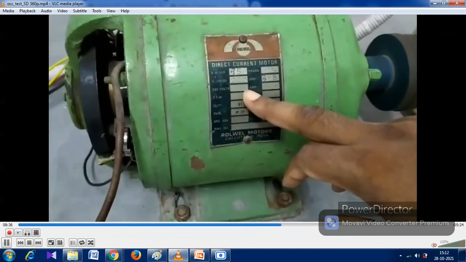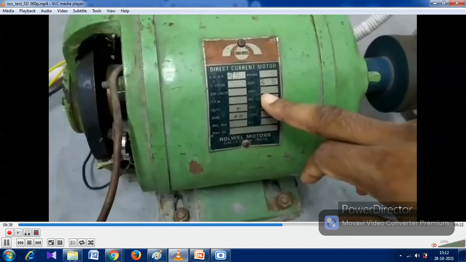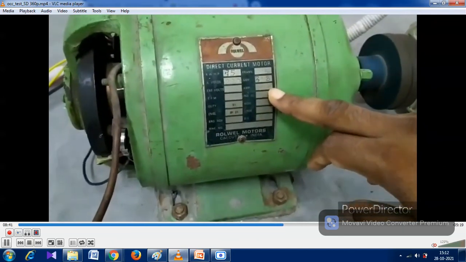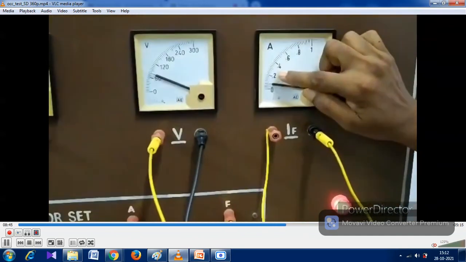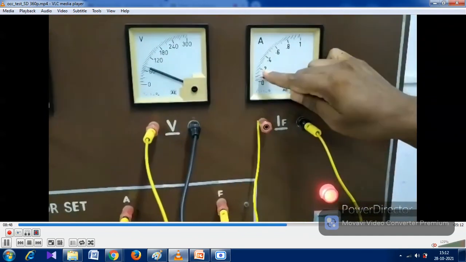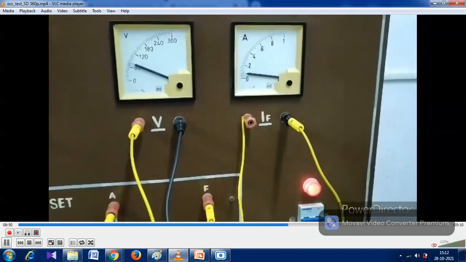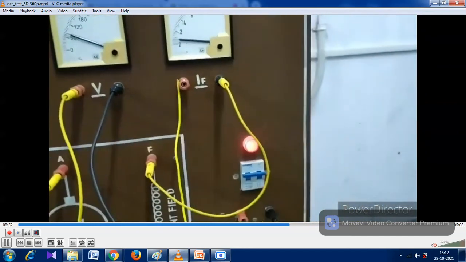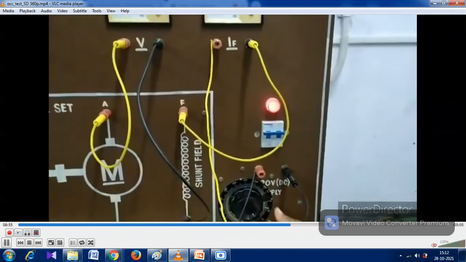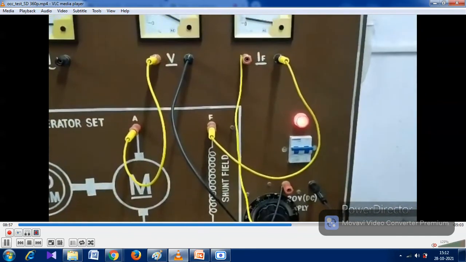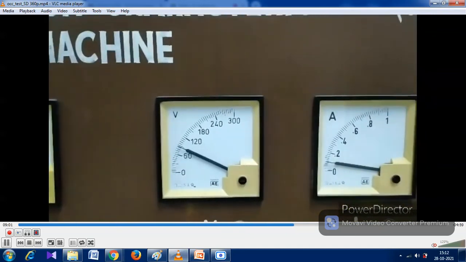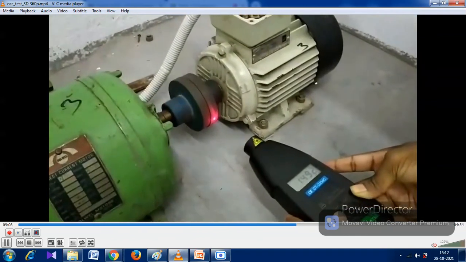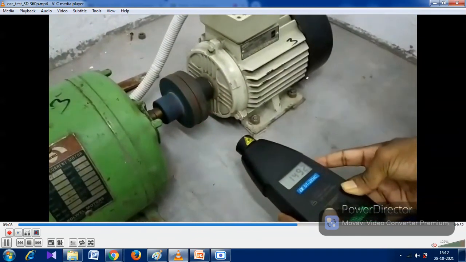This is called the nameplate. By this we can get the maximum voltage we can apply on the field, or how much maximum current is provided to the field. By the nameplate we can say how much voltage is applied or how much current is provided to the field and the armature. All those data are written on that nameplate.